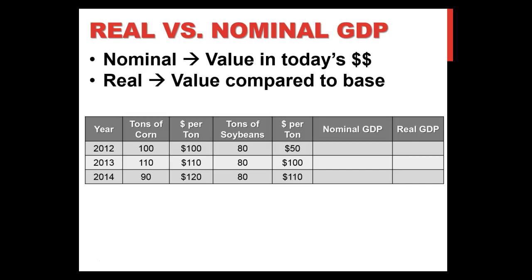This time let's pretend that there are two products, corn and soybeans, and we have 3 years, 2012, 2013, and 2014.